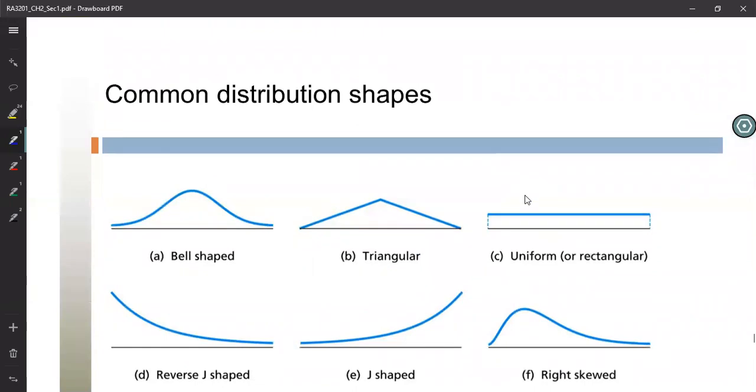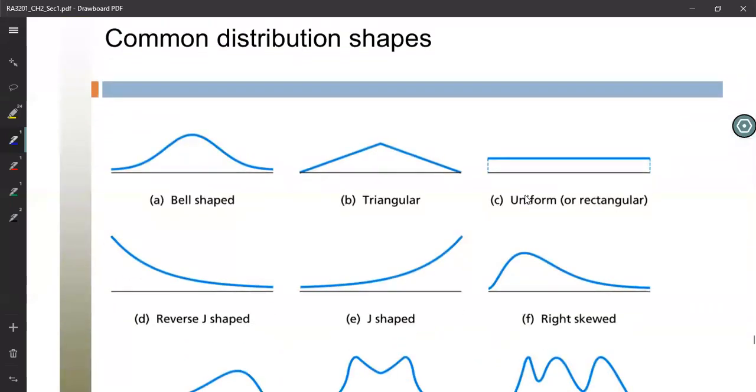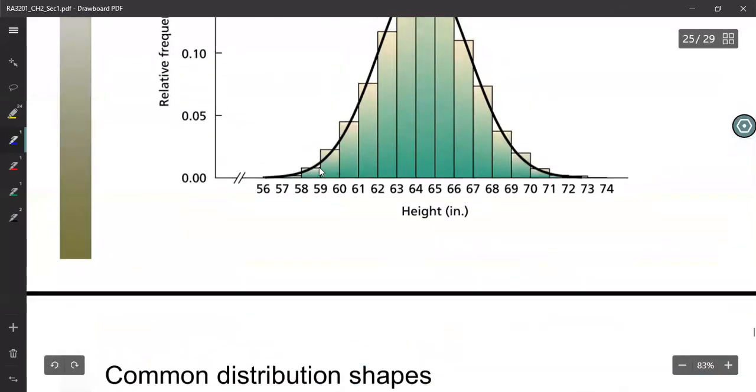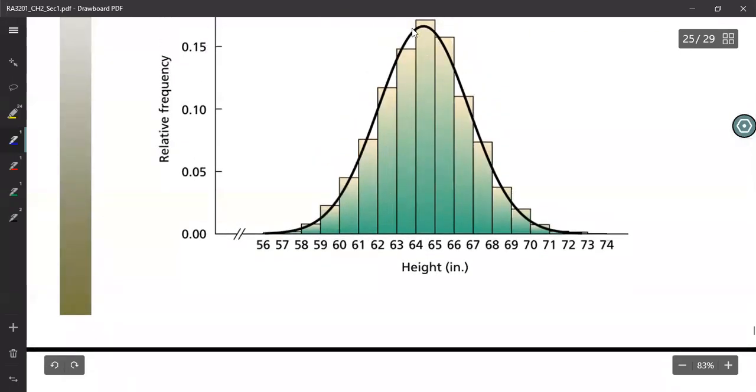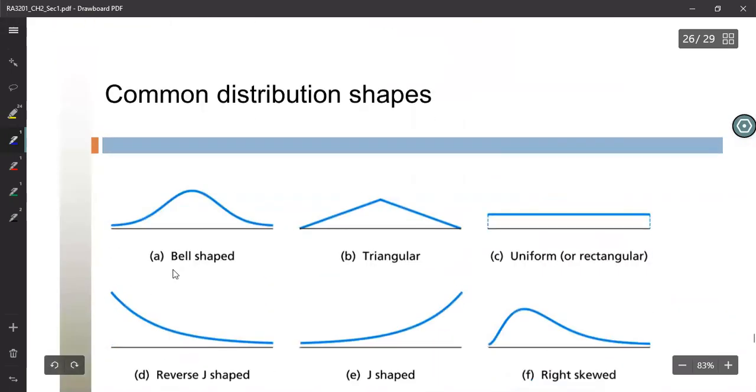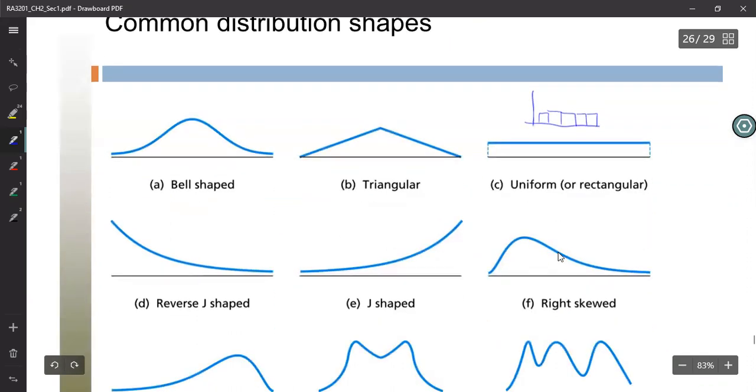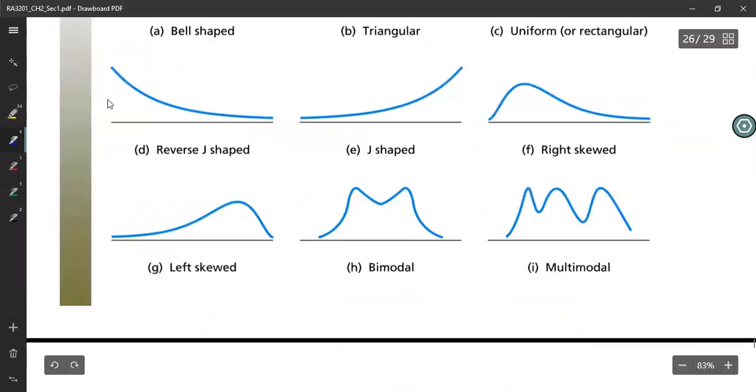Okay, so here are some common distribution shapes. This nice bell shape. It is symmetric about the highest one, to the left and to the right, evenly distributed. So we call it the bell shape. You may end up with the triangular or uniform. Okay, so that means in your histogram you have all the values the same value, same number. That is the uniform. You may have the reverse J shape, the J shape.